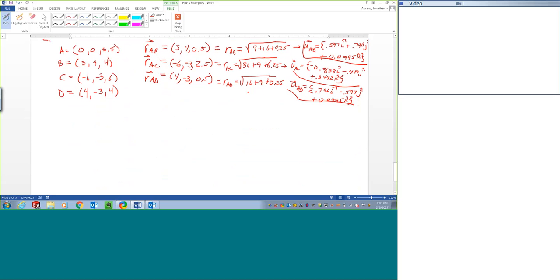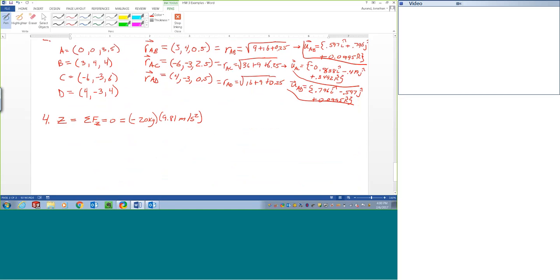So let's start with Z. This is step 4, Z direction. We're going to have the sum of the forces in Z equals 0. It's going to equal negative 20 kilograms times 9.81 meters per second squared.